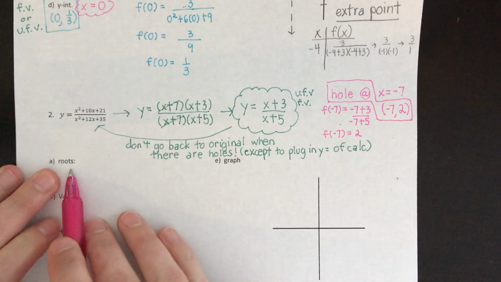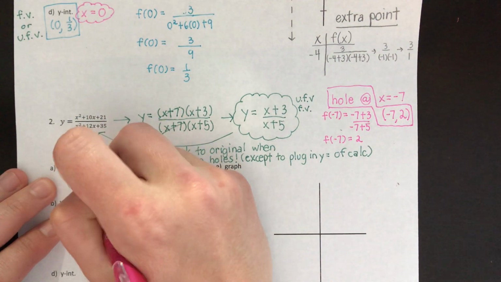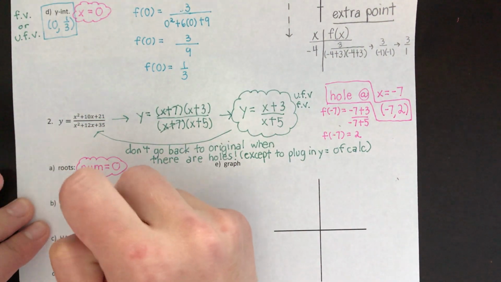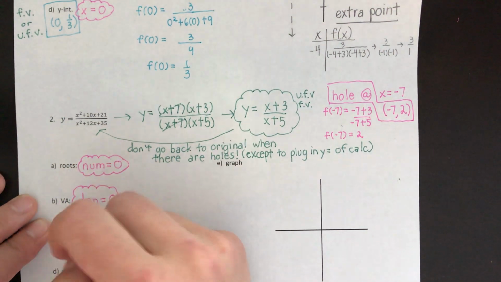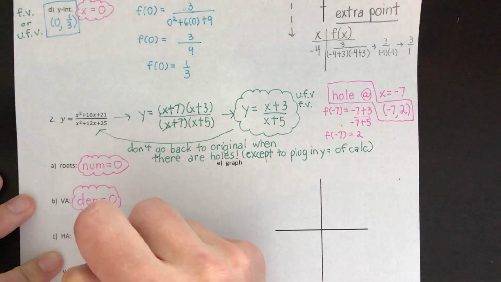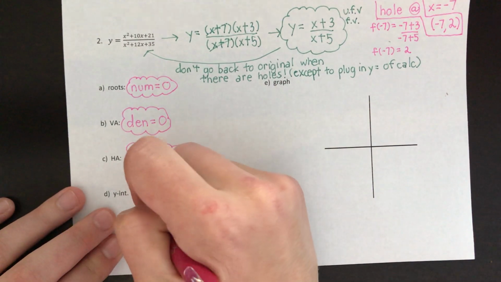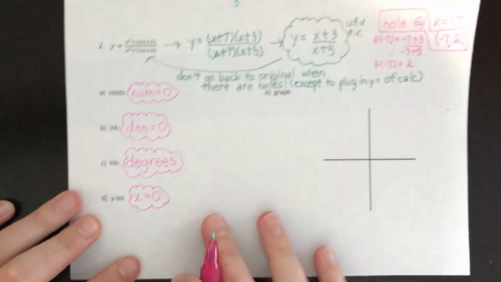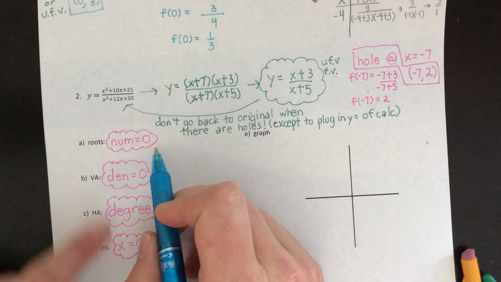Okay, remember roots. Roots is where you're going to set the numerator equal to 0. We went through that whole spiel last time. This is numerator equal to 0. This is denominator equal to 0. This is degrees. Just going to kind of write it all out so I can get rid of my pink pen here. This is looking at the degrees. You're going to do this every single time. And this is when x equals 0, my y-intercept. Okay, so these stay true every single time. So now let's go to town and go to work.